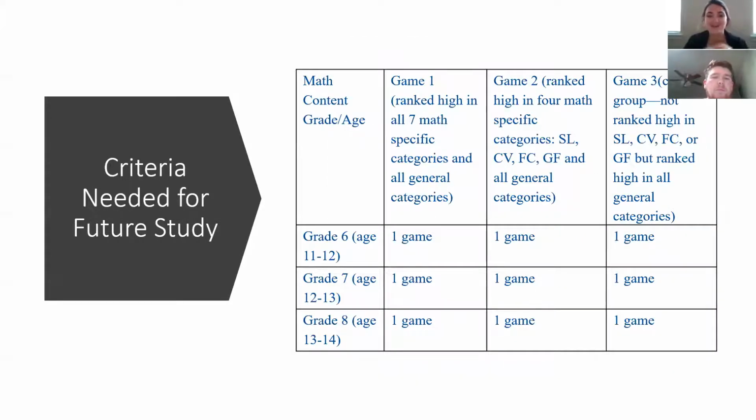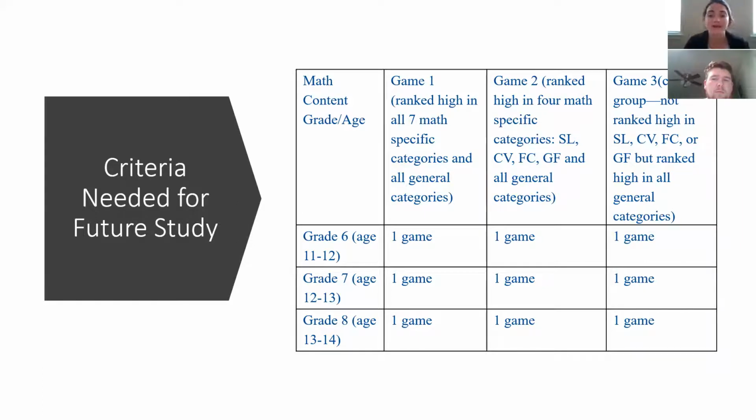And then, so what is this? This is the criteria needed for our future study. So our goal is to have 9 games, so we have 1 specifically in each grade and then 1 category. So for example, in grade 6, we need 1 game that is ranked high in all 7 math-specific categories and all general categories.